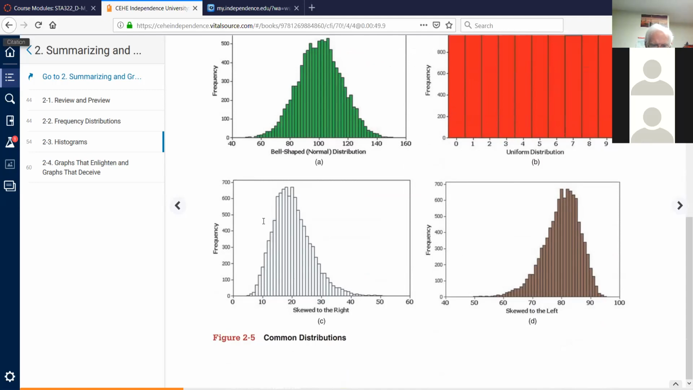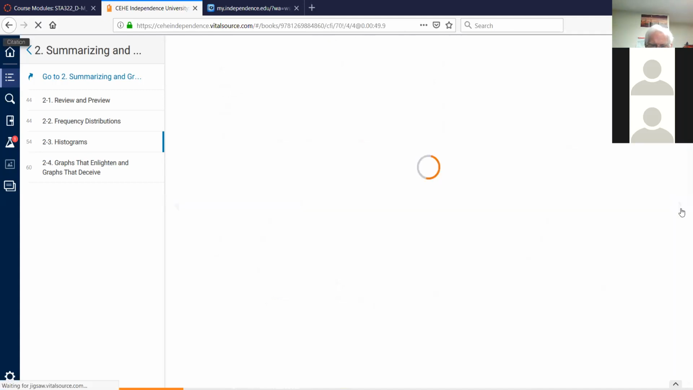So right skewed data is going to look like this, where we have the data trailing off and much more data going to the right of the top of the curve, and skew to the left is here. Okay, let's move on.